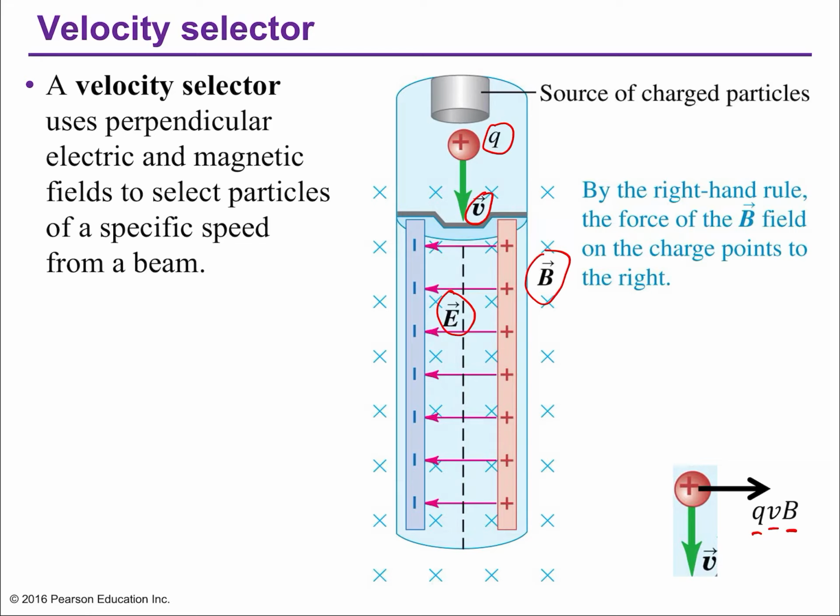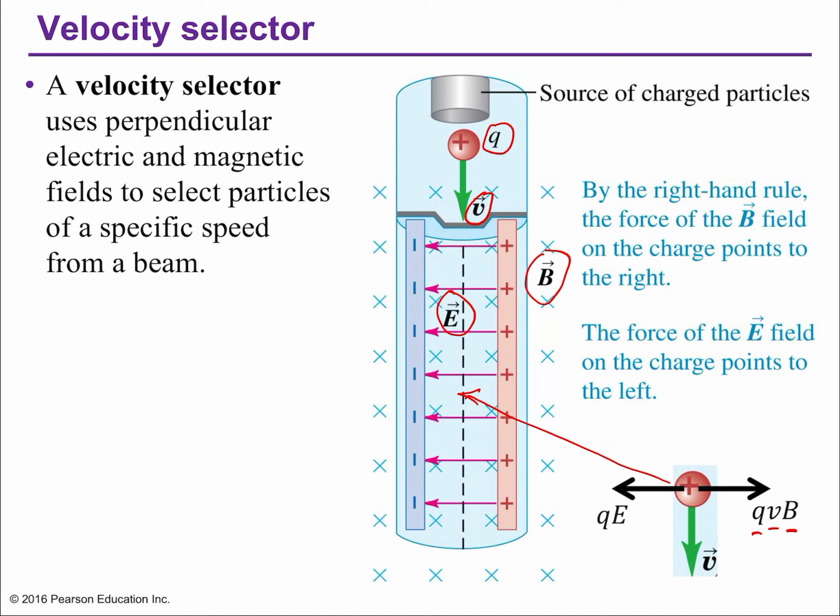There's also the electric field in this region, and there will be an electric force, which of course is going to be in the opposite direction, and the magnitude is Q times E. Now the magnetic force depends on the value of the speed, and at a certain value of the speed, these two forces would be exactly equal.